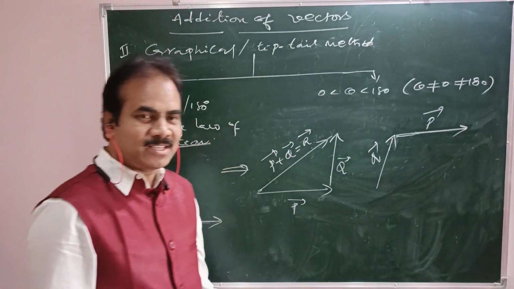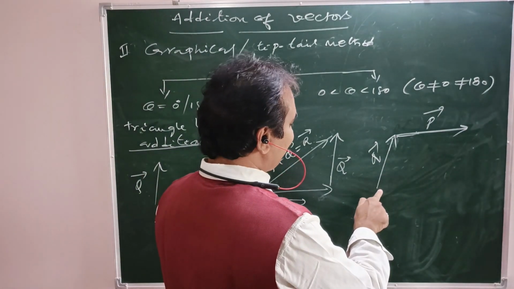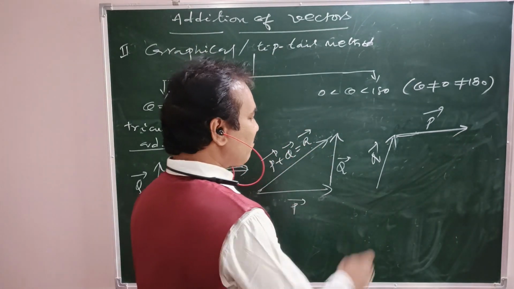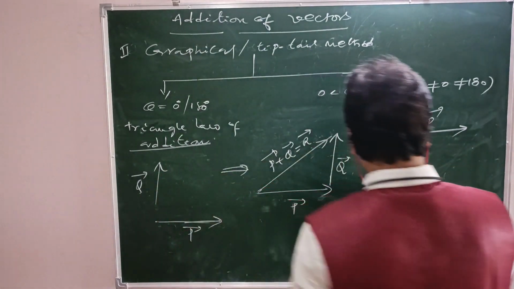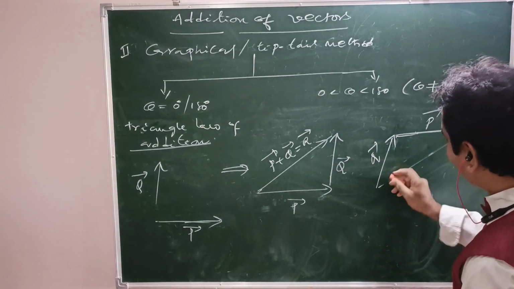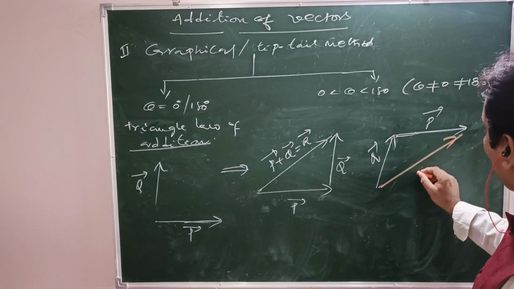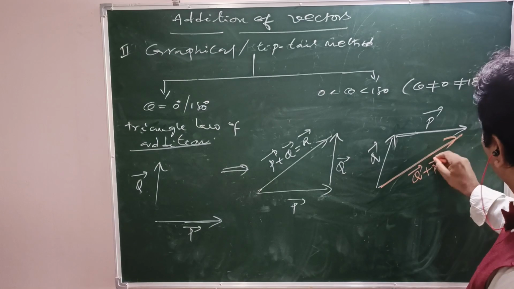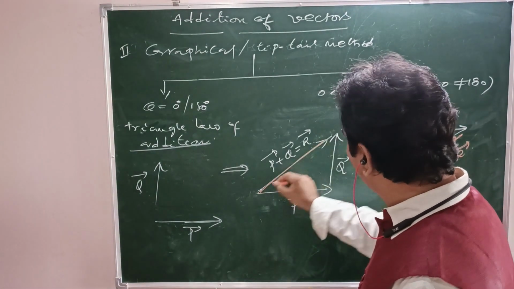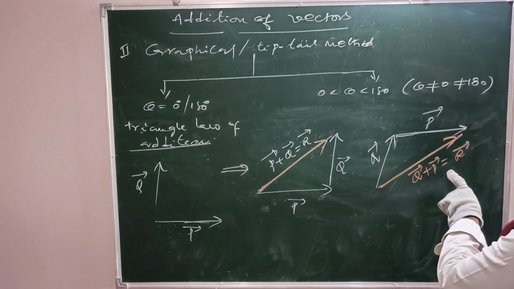Now what is the resultant? How to take the resultant? By taking one vector from the tail of the first vector to the head of the second vector, meaning from tail to tip. This is the resultant vector. That is q bar plus p bar equal to R bar. Here also this is the resultant. P bar plus Q bar equal to R bar. Q bar plus P bar, once again R bar.